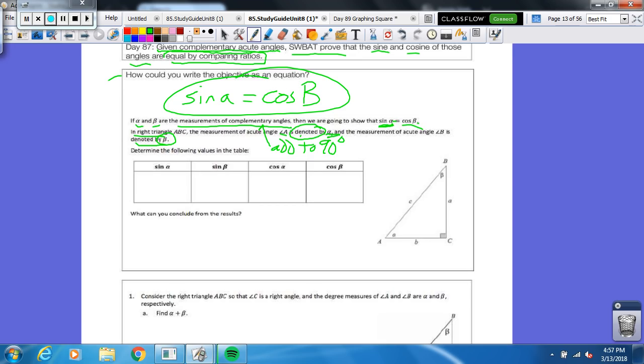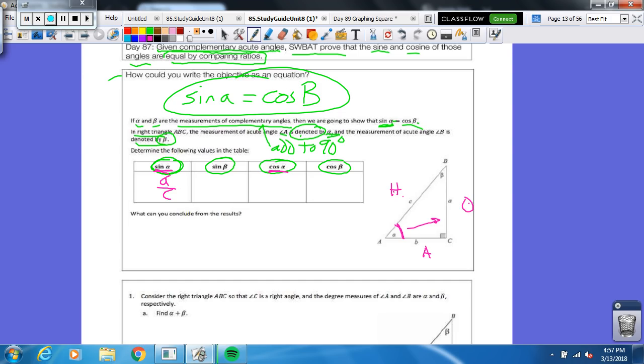So now let's look at this picture here. I'm going to fill out this chart: sine of alpha, sine of beta, cosine of alpha, cosine of beta. First thing, sine of alpha, cosine of alpha. So here's alpha right here. Let's label our triangle. So here is hypotenuse, opposite, and adjacent. Sine of alpha, that is the opposite over adjacent. Sorry, opposite over hypotenuse, my bad. That's A over C. Cool.